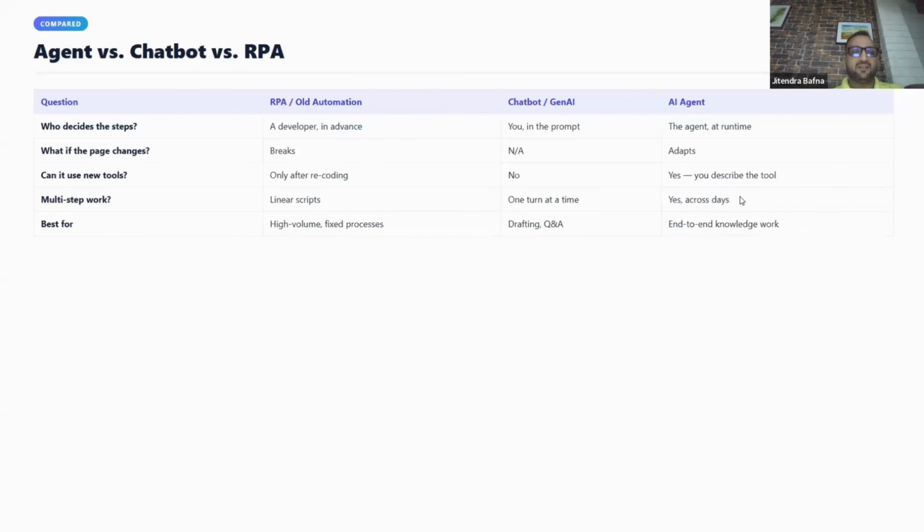It's dynamic basically. RPA is best for high volume and fixed processes, like when my process will never change. That is where RPA is very useful. A chatbot is good for summarizing, question and answer, and drafting, whereas an AI agent is good for end-to-end knowledge work. So these are a few differences between agent, chatbot, and RPA.